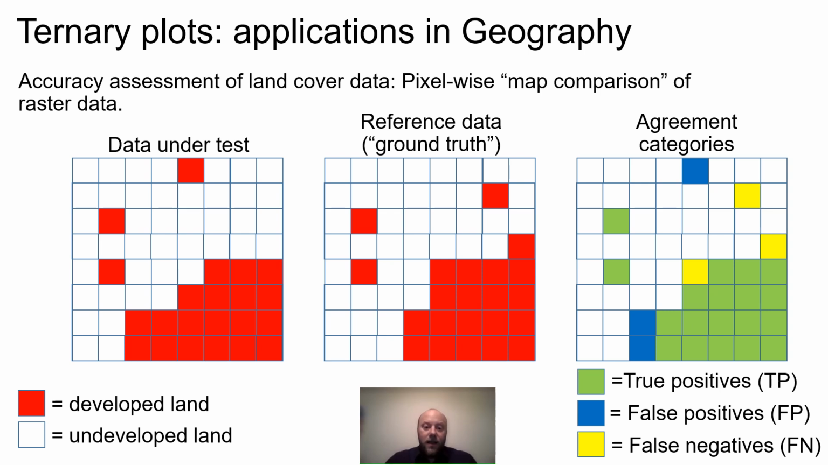And then grid cells that are missing in our data but available or labeled as developed in the reference data, such as this grid cell here, is a false negative, right? So we have true positives, we have false positives and false negatives. We also have true negatives, which are the ones that are white in both data sets. We're not taking them into account here.